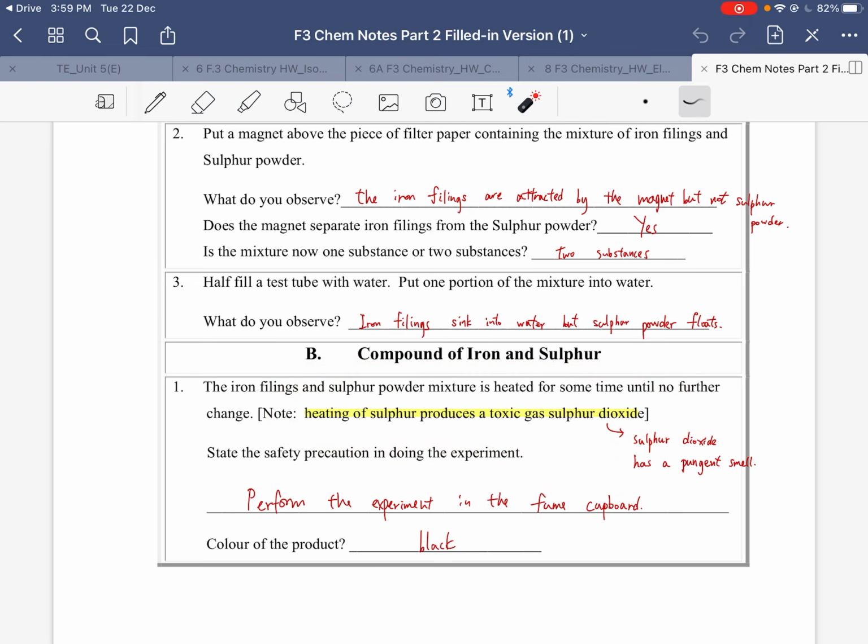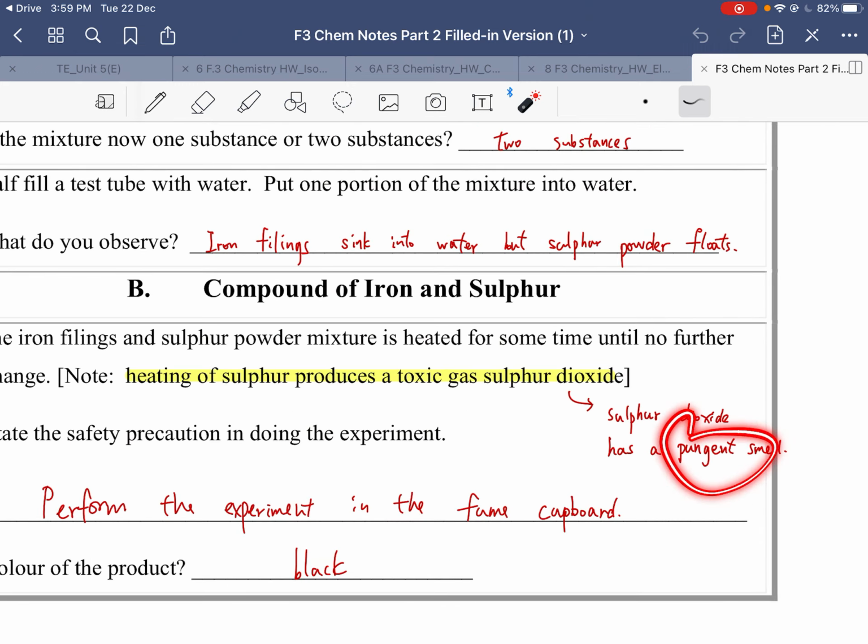You must pay attention to this one. You must conduct the experiment in the fume cupboard, because a toxic gas, sulfur dioxide, will be produced. It's not because of the reaction with iron. Actually, when you heat sulfur, sulfur will react with oxygen in air to form sulfur dioxide, and sulfur dioxide is toxic and is a very smelly gas. We use the word pungent.